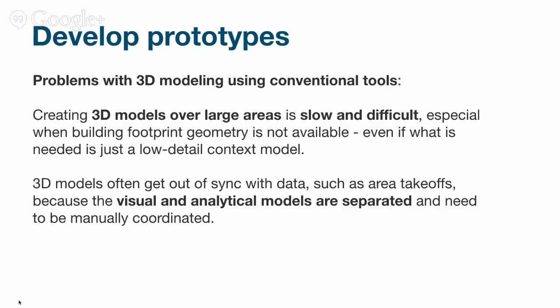So, for instance, if you're doing massing studies and you want to calculate how much area of a bunch of different uses is in a building, which is a very common workflow, if you change the data, the model doesn't change, and vice versa. So by keeping them coordinated, you can get through this iterative early prototyping phase much more quickly.